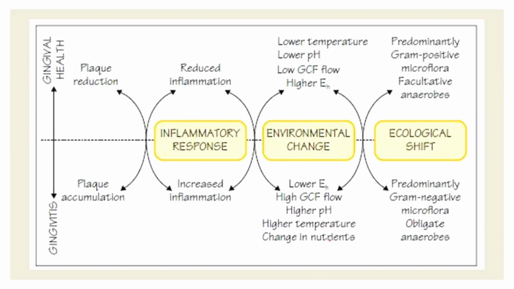These ecological changes lead to a transition from gram-positive microflora to gram-negative obligate anaerobes, which cause periodontitis or gingivitis. Plaque reduction and decreased inflammation will lead to higher redox potential, decreased pH, decrease in GCF flow, and lower temperature. This is the exact opposite of what is found in disease, right?